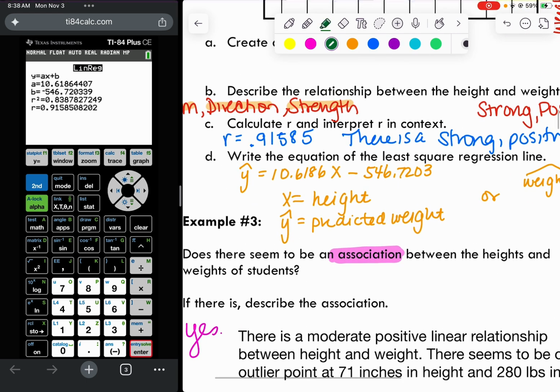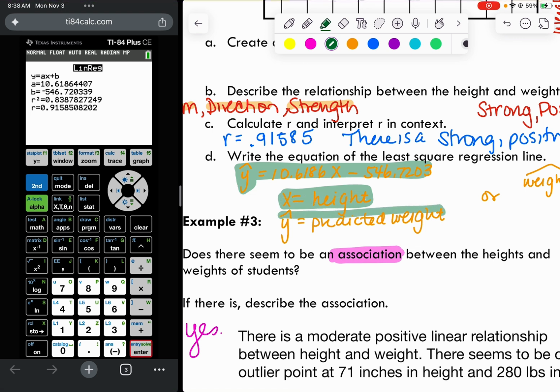because if you only wrote this as your answer, if that's the only thing you wrote, you're not going to get full credit, okay? So if you write it like that, you must define each of your variables. You have to define the X as the height, and you also have to define Y hat as the predicted weight. It is critical that you have the word predicted, okay?